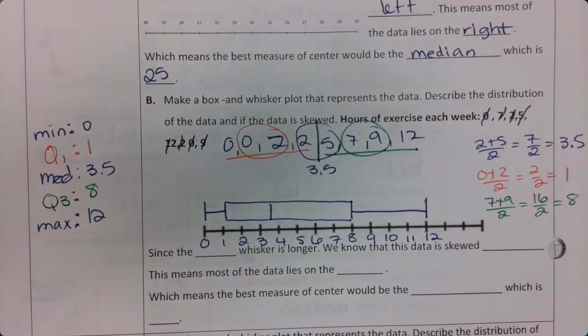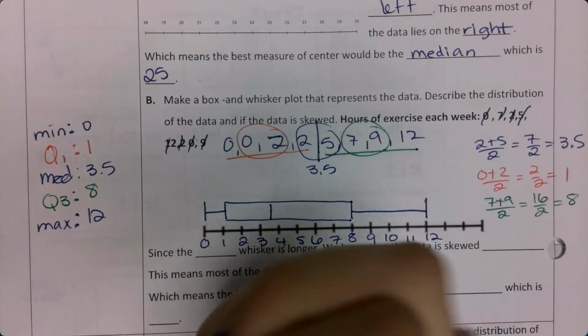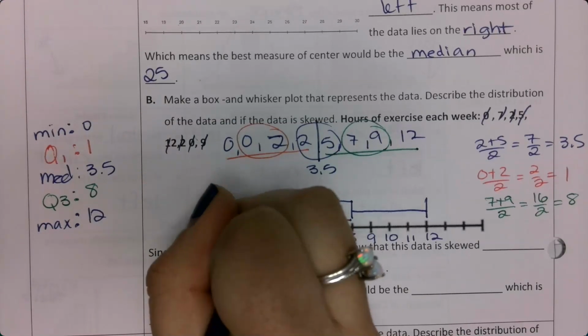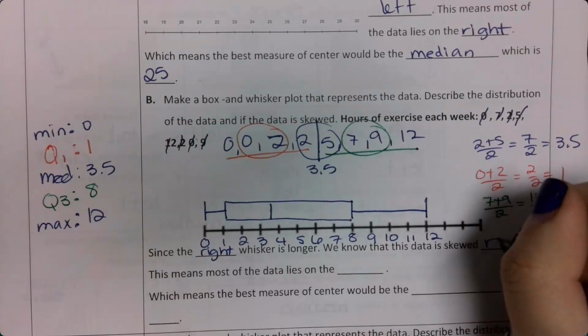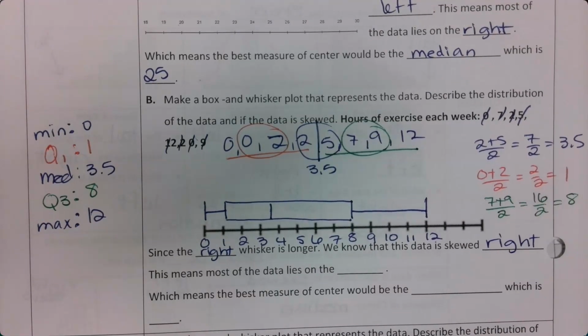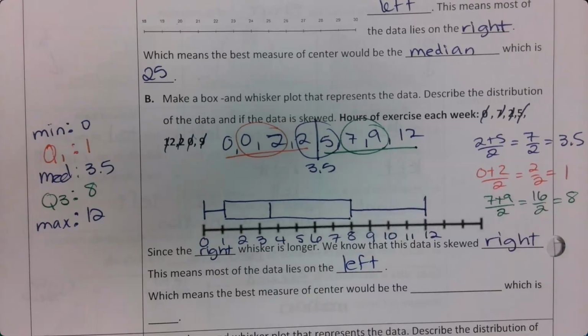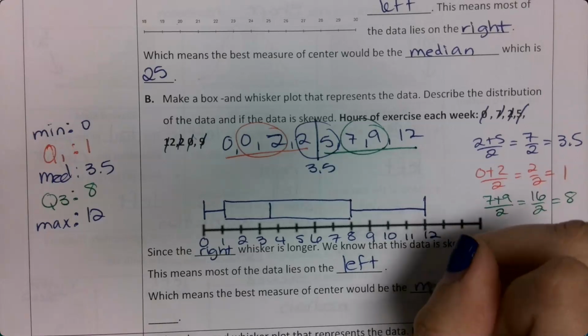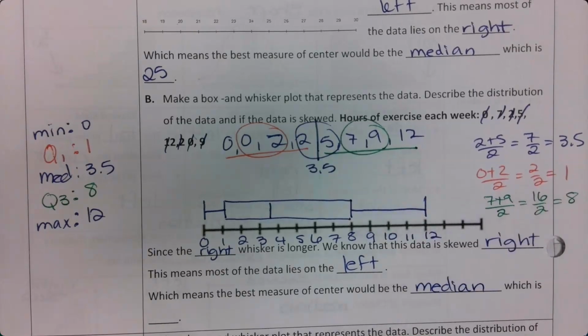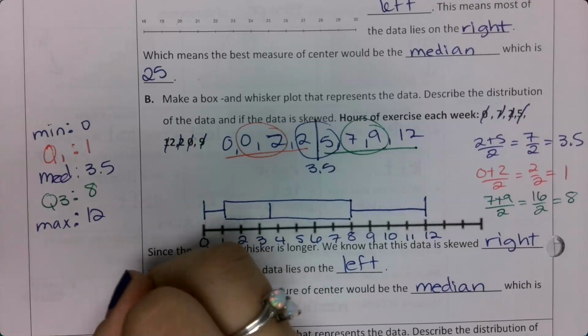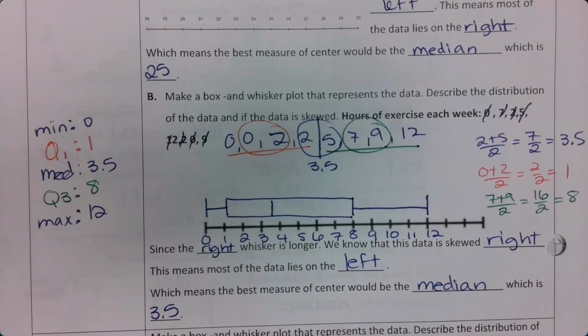Okay. So which whisker is longer, my right or my left? Yeah? My right. So which skew is this, left or right? Right? So most of my data is on the most of the data is always opposite my skew, so it's on the left. So my best measure of center for this would be my median, and the median was what? 3.5. Okay.